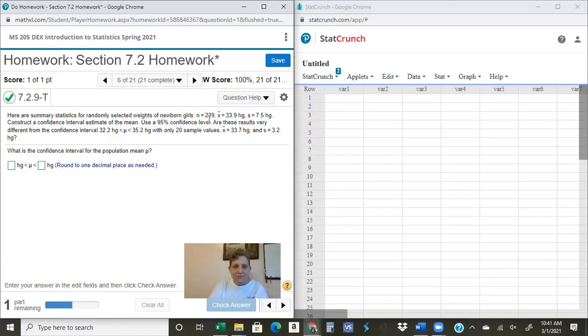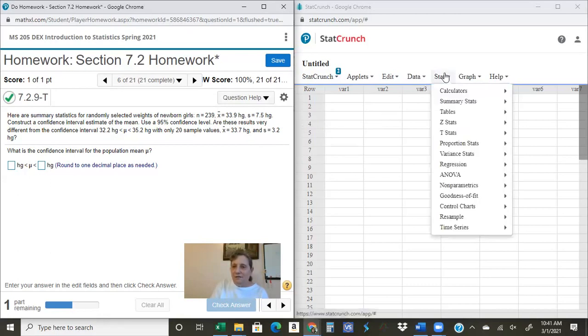So we've got a much, much larger N value. X bar is not too far off. The standard deviation in ours is actually much larger. So let's see what kind of confidence interval we get with these numbers. Now, are we going to use Z or T? It doesn't say anything about being normally distributed. We have S, not sigma, so we have to use T.